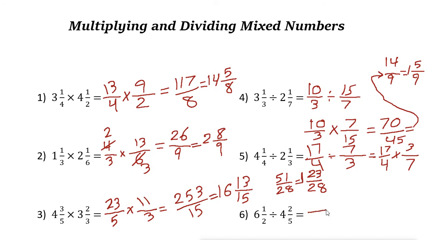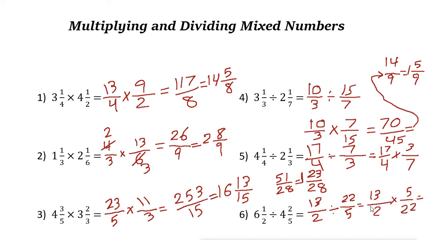Next one, change them into fractions. It is 13 over 2, divided by 22 over 5, because 4 times 5 plus 2 is 22. Now keep the first one, 13 over 2, times the next one flipped, which is 5 over 22.